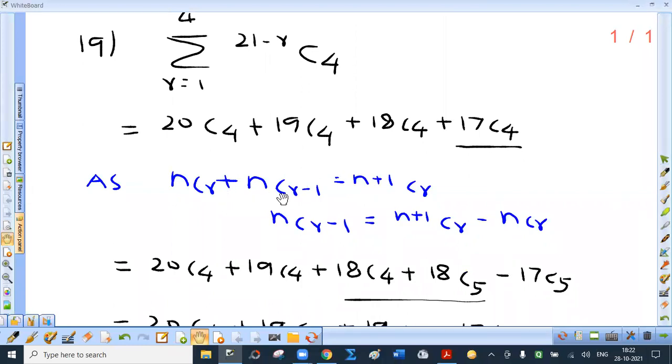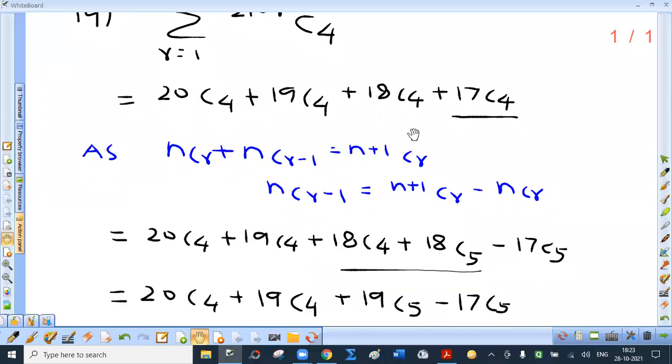Now next step is important. See, nCr plus nCr minus 1 is n plus 1 Cr. So what is nCr minus 1 from this? n plus 1 Cr minus nCr. Now n equal to 17 and r minus 1 equal to 4, so r equal to 5. And therefore for 17C4, I can write 18C5 minus 17C5. I repeat, compare. n is 17, so 17 plus 1, 18. And r minus 1 is 4, so r is 5. That is why 18C5 minus 17C5.